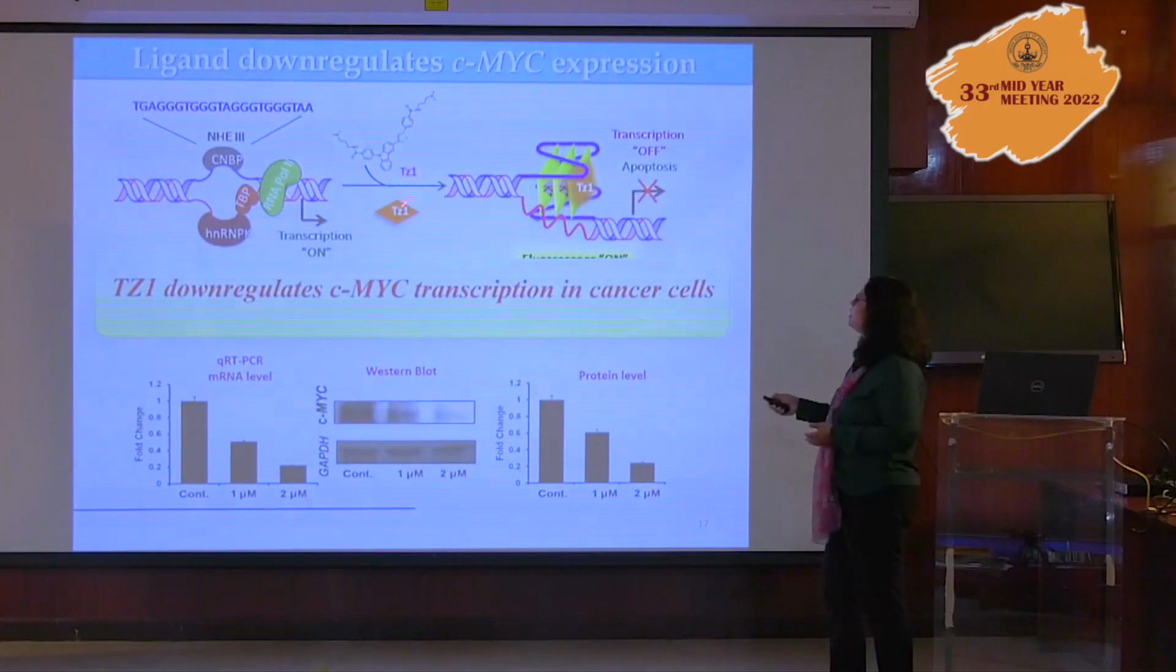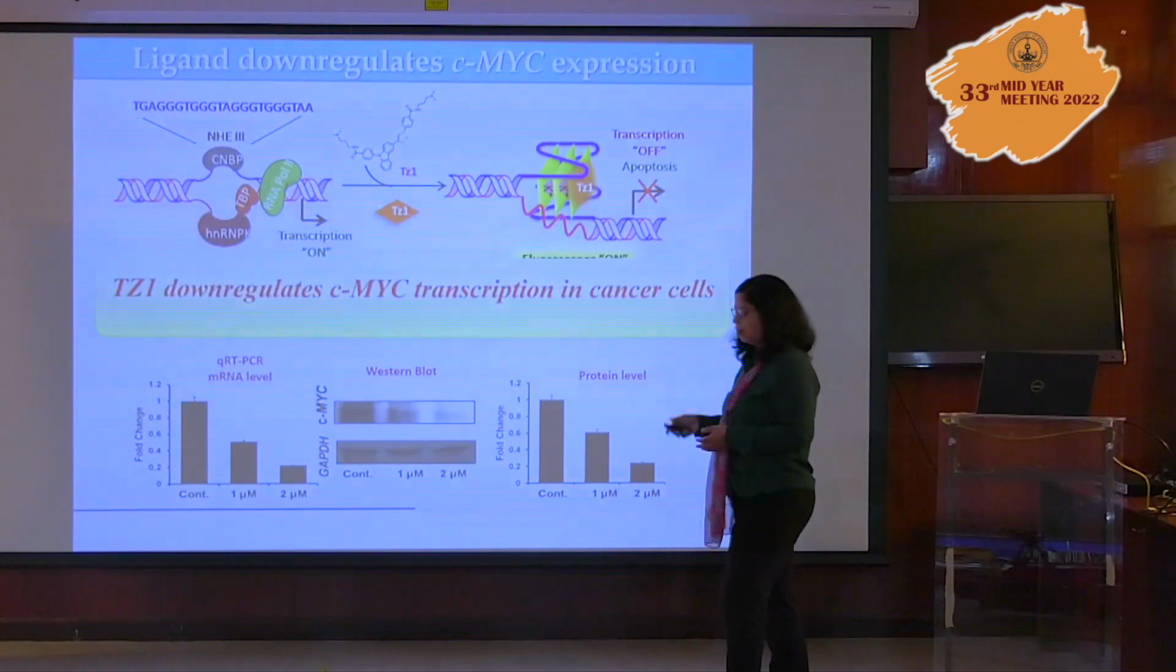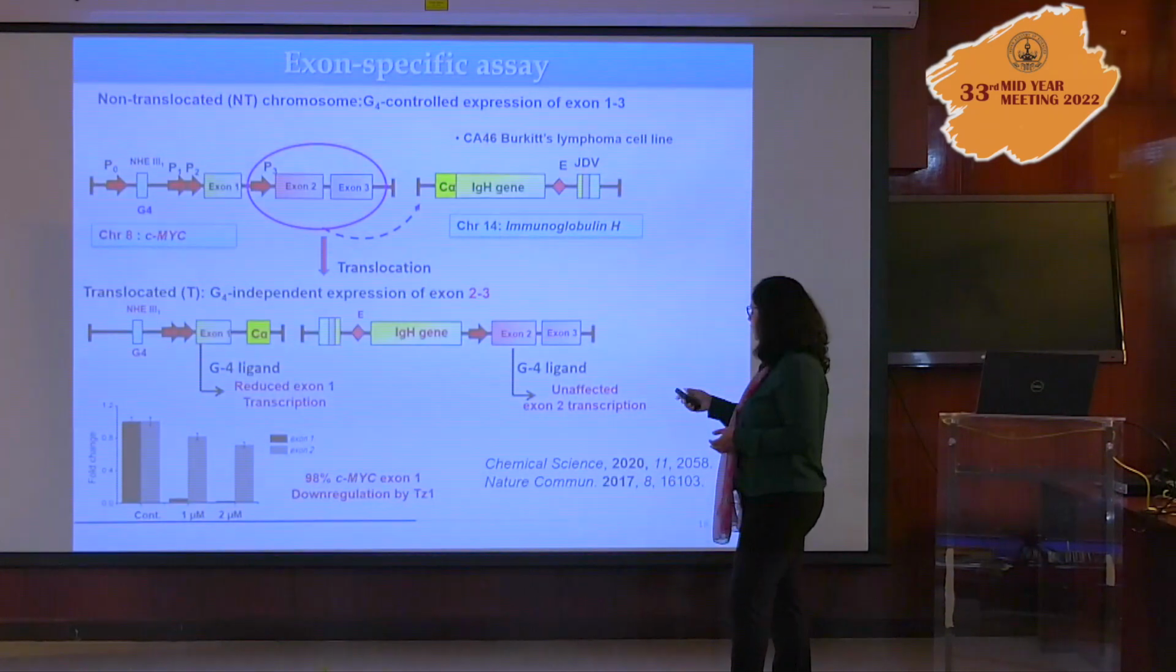So, from this study we know that this ligand can downregulate c-MYC transcription in cancer cells, but next, whether this ligand really reduces the c-MYC expression by directly targeting the c-MYC quadruplex structure. So, for that we have carried out an exon specific assay.